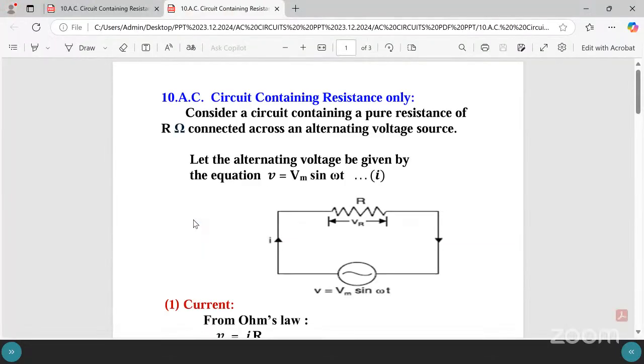You get a theory part also: explain about AC containing pure resistance only. It can be a 5 marks question in theory, or a 7 marks question in the final exam. Now we'll get 7 results, 7 formulas.